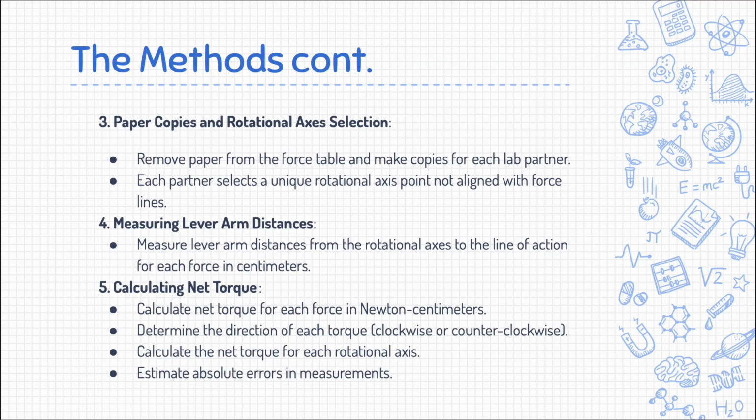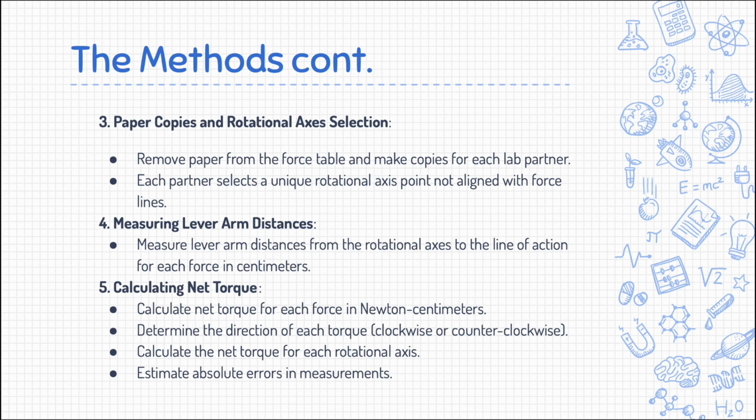Next, we selected a unique point on our copy of the paper to serve as a rotational axis. These points were chosen so that they would not align with the lines of action of the forces. We measured the lever arm distances for each force in centimeters from these rotational axes to the line of action of each force, and these measurements were noted on the paper.